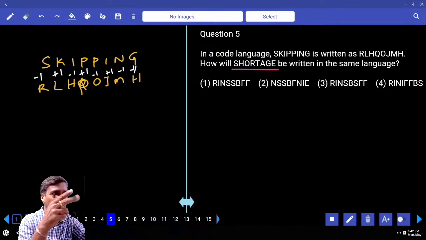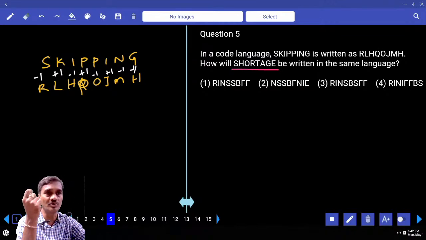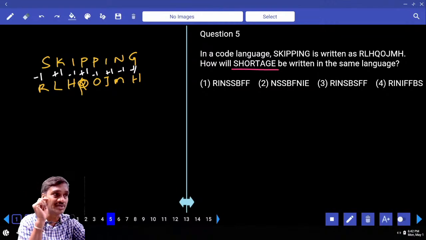Now you need to check whether the question is about coding or decoding. If it is about coding, the same pattern should be followed. Or if it is about decoding, the reverse pattern should be followed. Which is coded as? If it is given, then you need to go for decoding. Now here the question is about writing the same code.